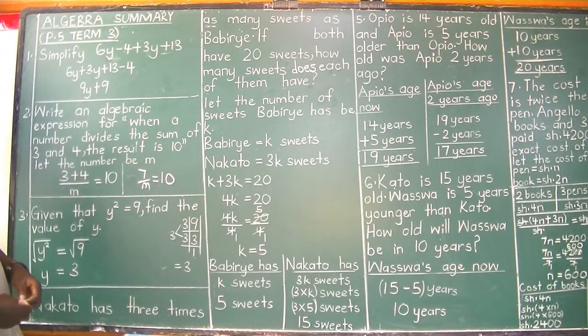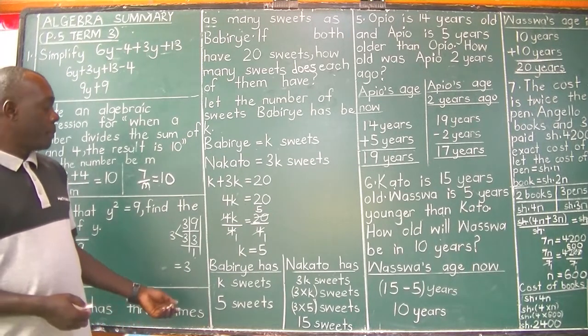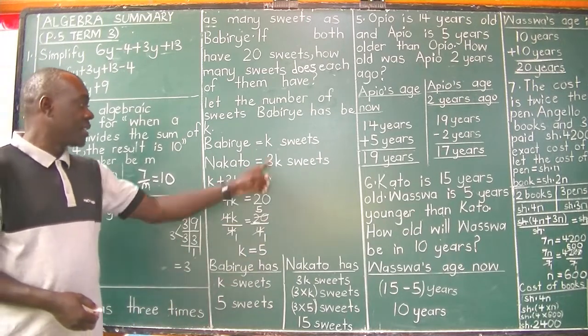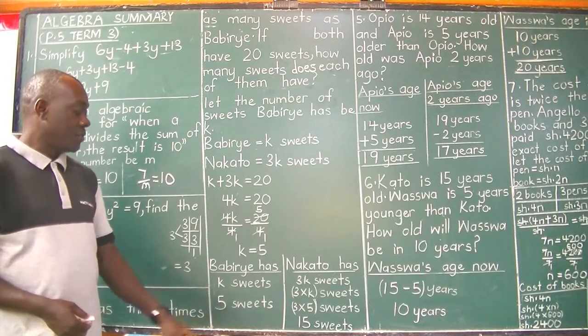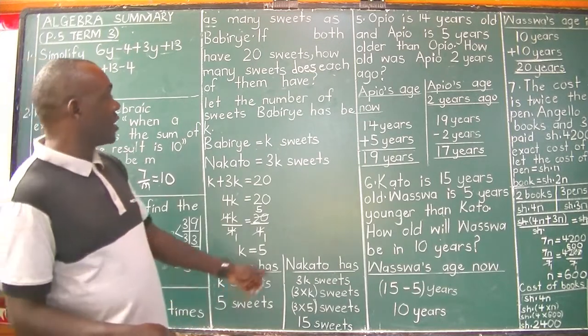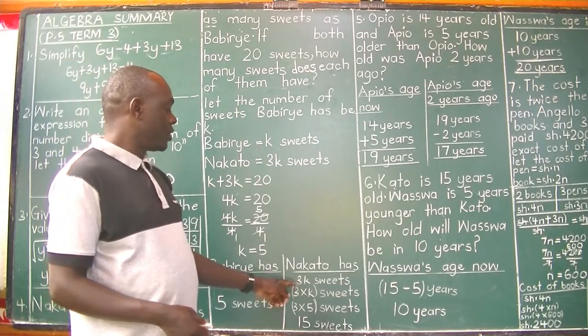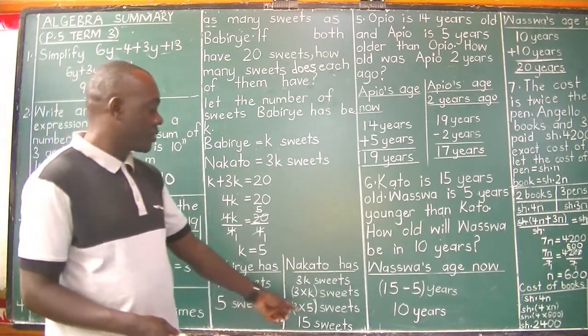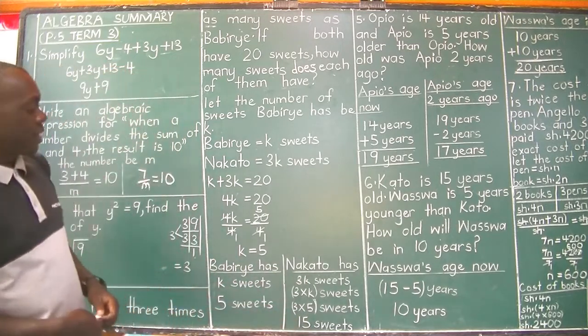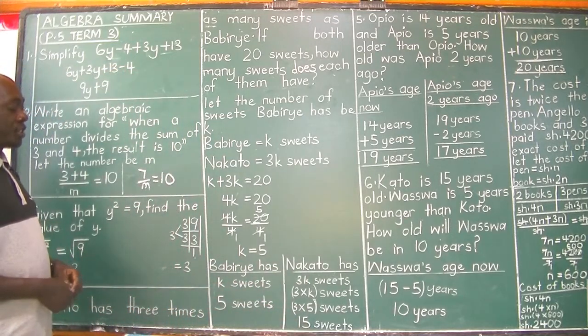Now the question is, how many sweets does each of them have? So there are 2 people. Babylon has K sweets, which K is 5, so Babylon has 5 sweets. Then Nakatu has got 3K here, which means 3 times K sweets, which K is 5, now 3 times 5 sweets, and lastly Nakatu has 15 sweets.